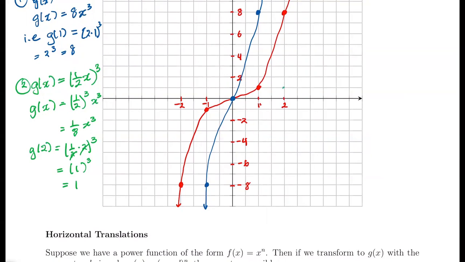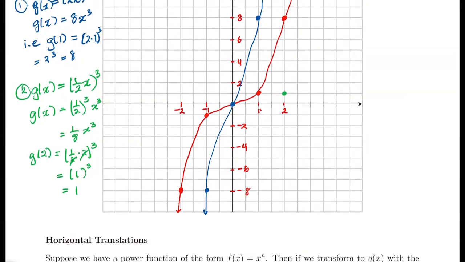Or 1, I mean. So g of 2 is going to be 1. So every y value, or every x value now, is going to get doubled. So for example, this point is at 2. So that means we would expect it to go to 4 next, which is actually true.